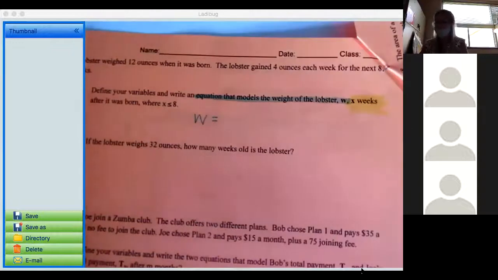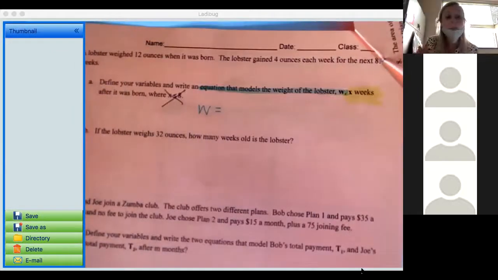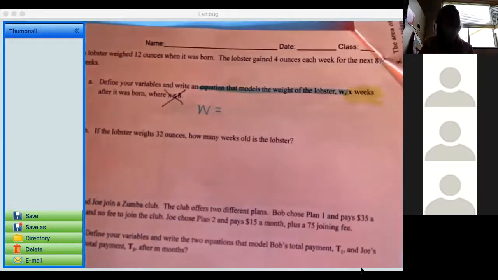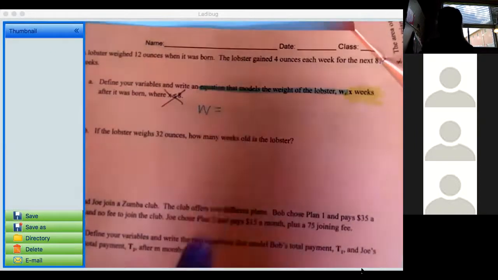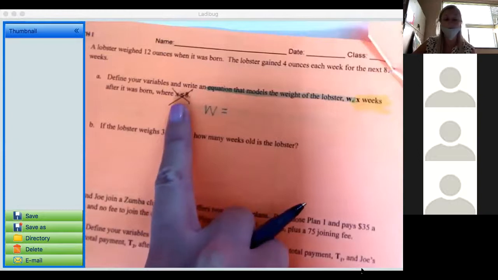So guys, this less than or equal to 8, that's extra information. Now it does help you if you know what it means. It means your answer should be less than 8, okay? So that'll help you. If you get something bigger than 8 down here, you know you did it wrong. But this does not go in your equation. Do we understand that? Mm-hmm.